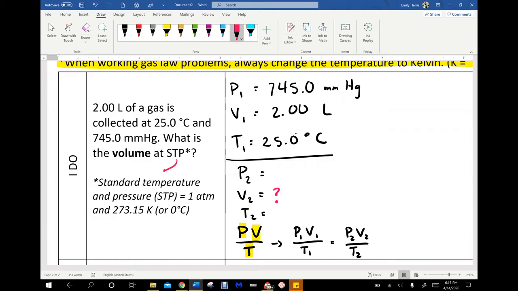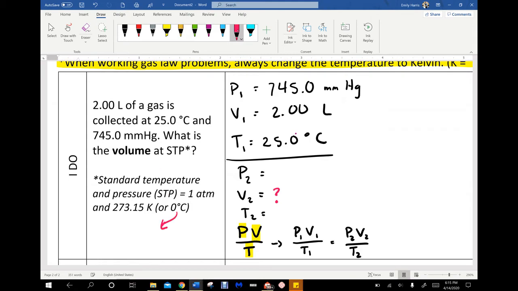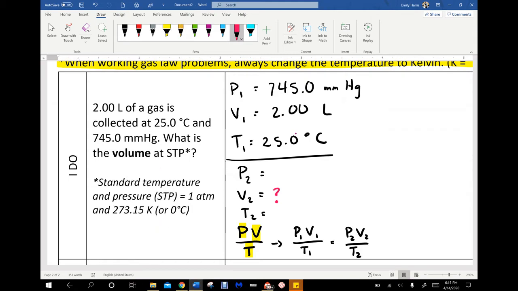So we're going to be solving for the new volume at STP. Now what STP stands for is standard temperature and pressure. And so that has a set pressure value of 1 atmosphere and a set temperature value of 0 degrees Celsius or 273.15 Kelvin. And since we're going to have to convert to Kelvin anyways, let's just take what they've given us and use the Kelvin from the start.